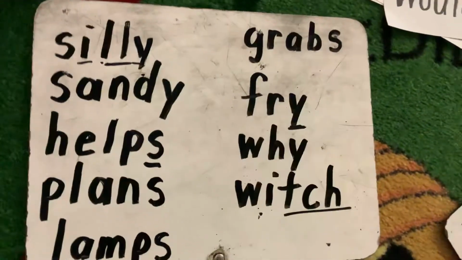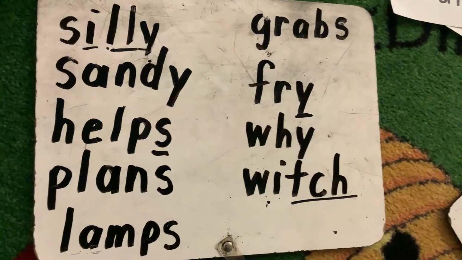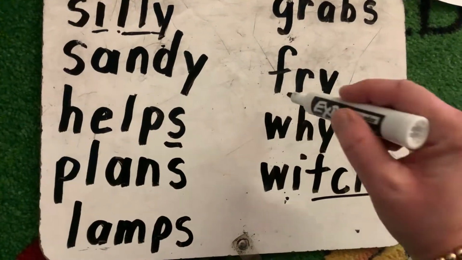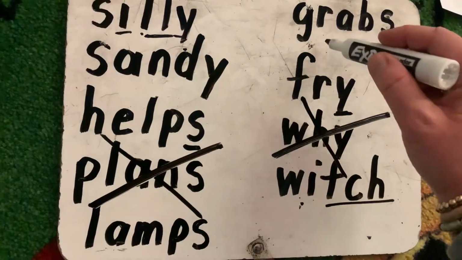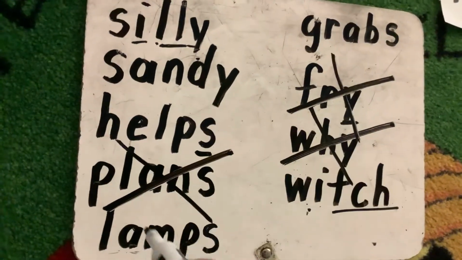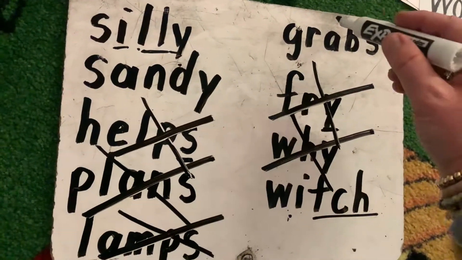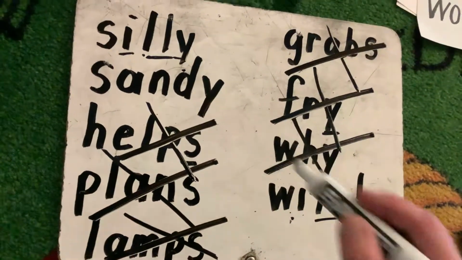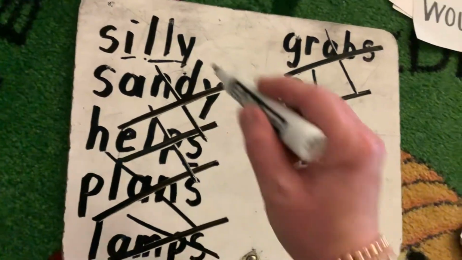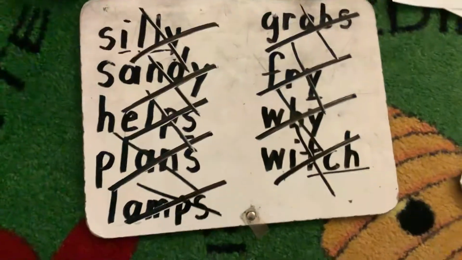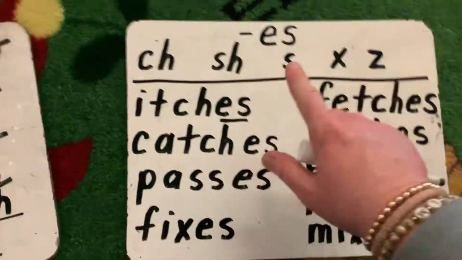All right, this time I want you to X out the word. I'll X out the word and you shout it out. Here we go. Y, plans, fry, lamps, helps, grabs, sandy, witch, silly. Good.